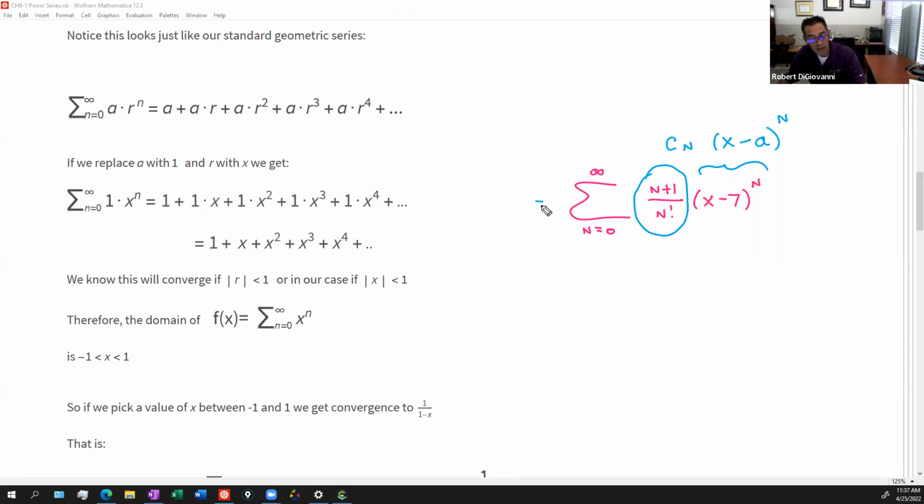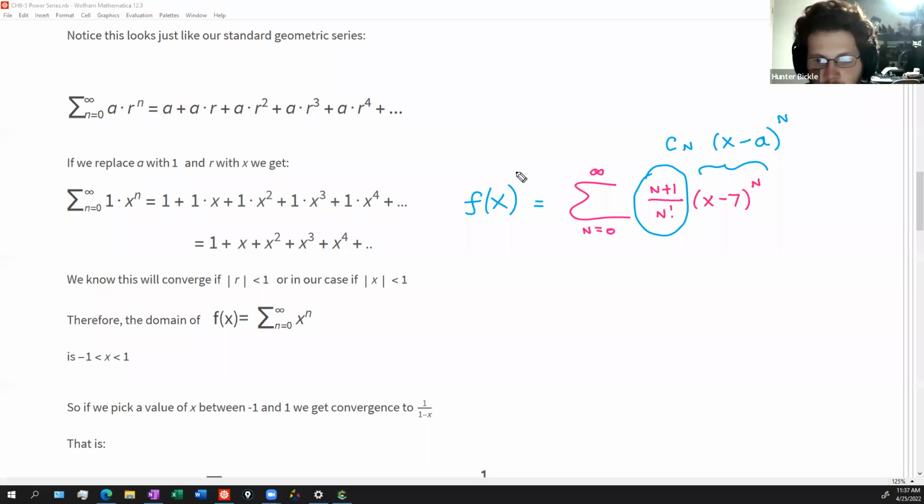So we are trying to look at this as being a function. And so if I ask you, hey, what's the domain of that function? You have to figure out for what values of x this will converge and for what values of x this will diverge. What you can tell me right now is that it converges for at least one value. What value is that? x equals 7. We know that this will converge at 7.